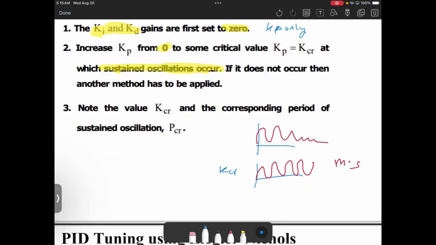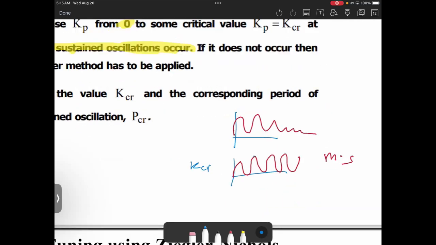The next thing, we need to determine the period. For the oscillation period, look at the peak value and measure the time between peak to peak. This we call Pcr, the critical period. Again, K critical is associated with the gain to reach marginal stability. Then Pcr is the time period of this oscillation. If you increase K more than K critical, what's happening to the system? It will be unstable, exactly. So that's the point.